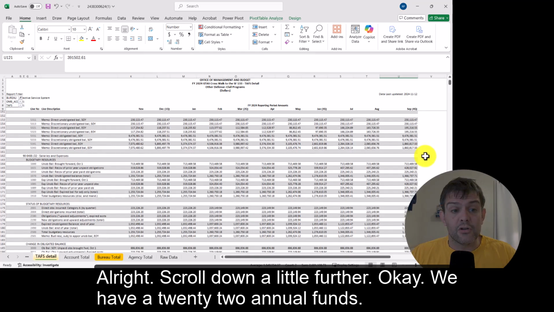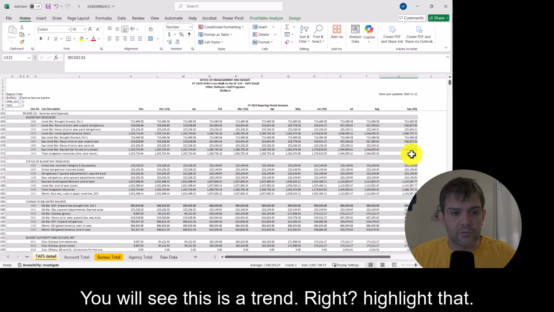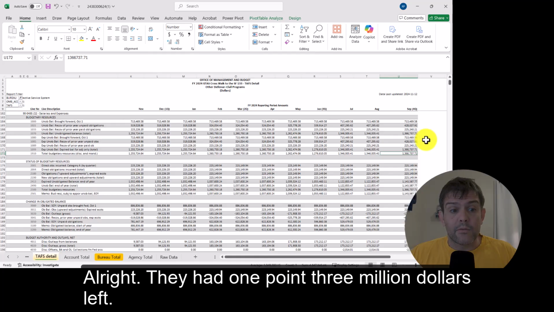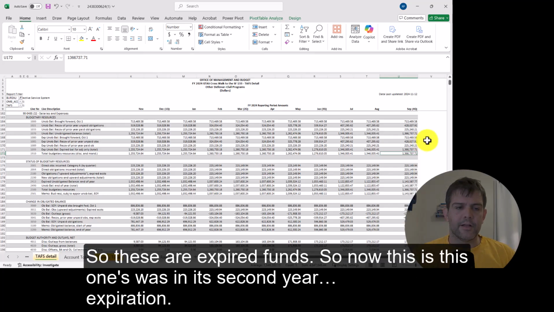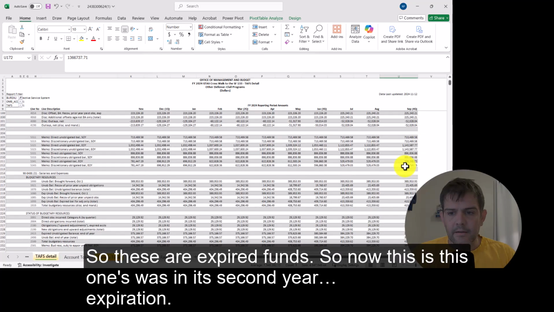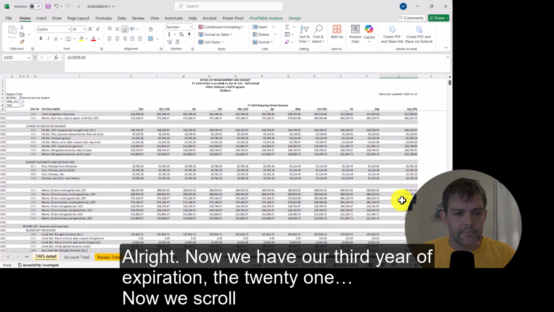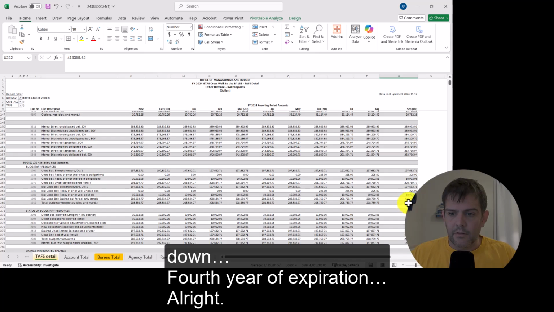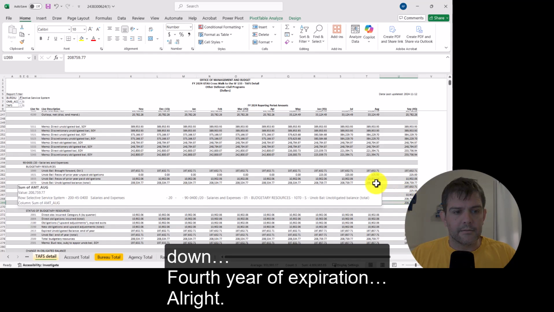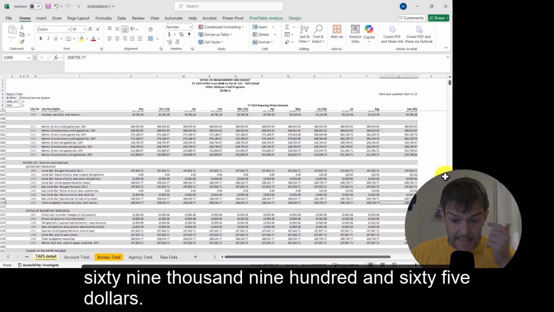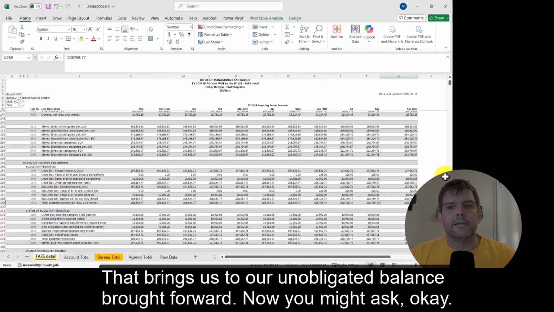All right, I'll scroll down a little further. Okay, we have a 22 annual fund. So you'll see this is a trend, right? Highlight that. All right. They had $1.3 million left. So these are expired funds. So now this one was in its second year of expiration. All right, now we have our third year of expiration, the 21. Now we scroll down. Fourth year of expiration. All right, so that gives us our $4,669,965. That brings us to our unobligated balance brought forward.